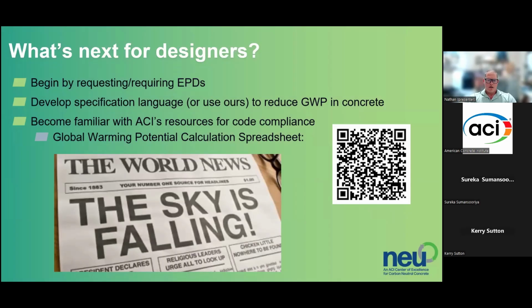The QR code on the right, I'll leave up here for just another moment in case anybody wants to snap a picture with their phone. I checked earlier, it works. It will take you to ACI's global warming potential calculation spreadsheet that was put together for compliance with this code. Makes life real easy for you. You don't have to develop your own spreadsheet like I did because I did this before this spreadsheet existed.